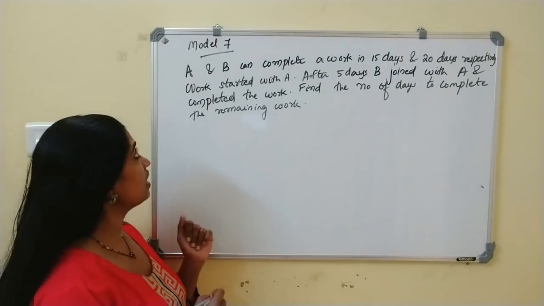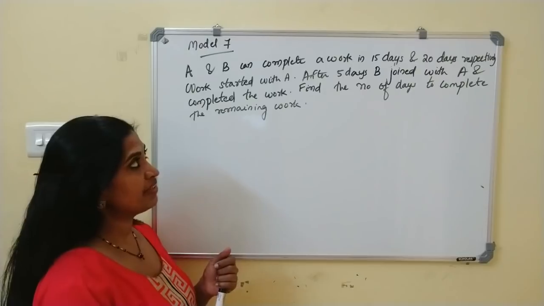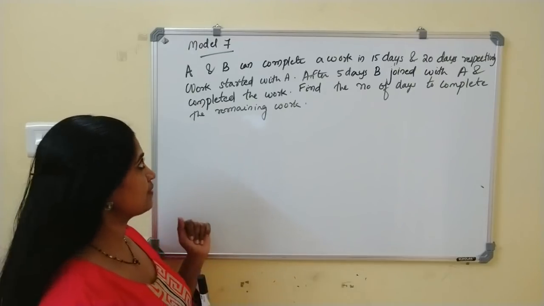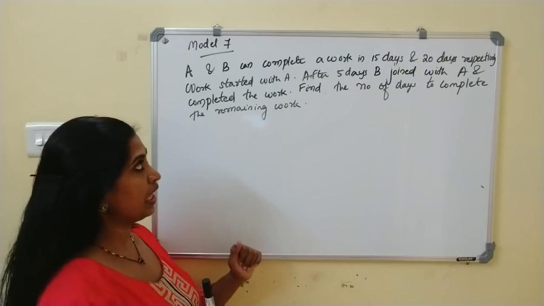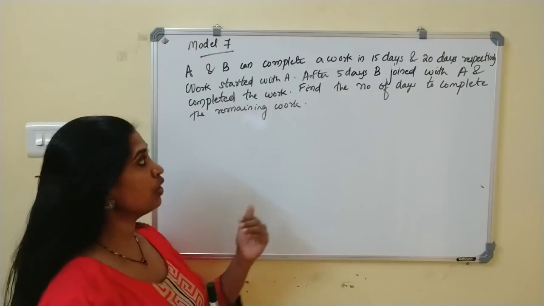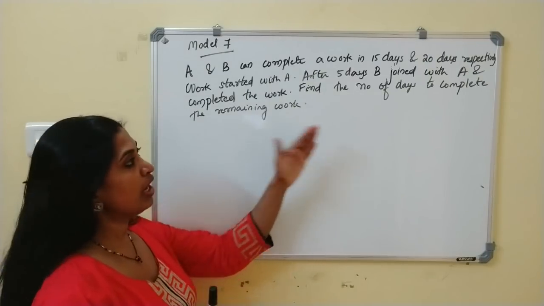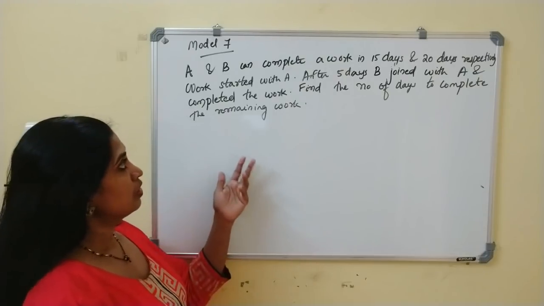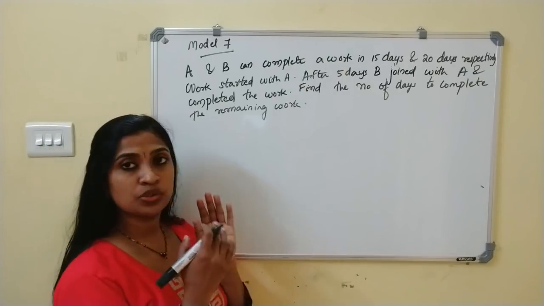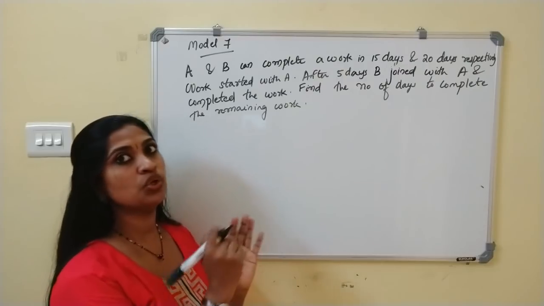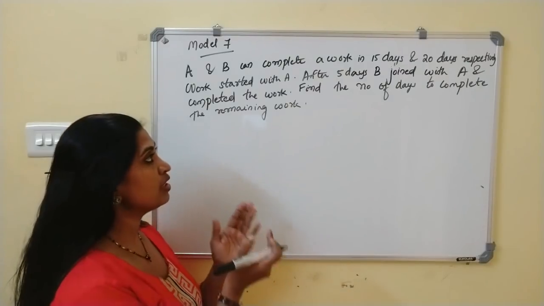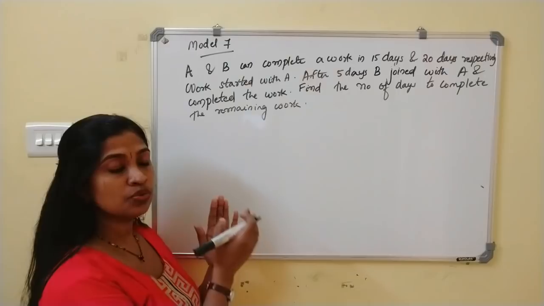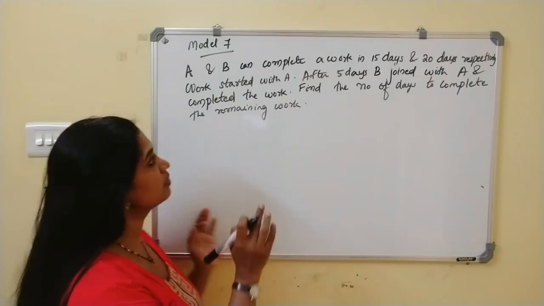This is the next model. A and B can complete a work in 15 days and 20 days respectively. Work started with A. After 5 days, B joined with A and completed the work. Find the number of days to complete the remaining work. Here they said that A started to do a work and after 5 days, B joined with A. So we have to find the number of days taken to complete the remaining work.